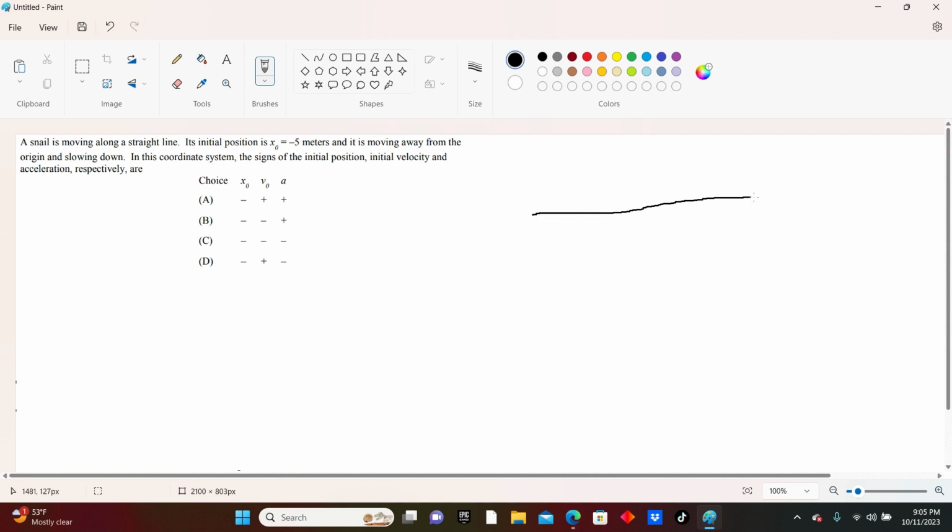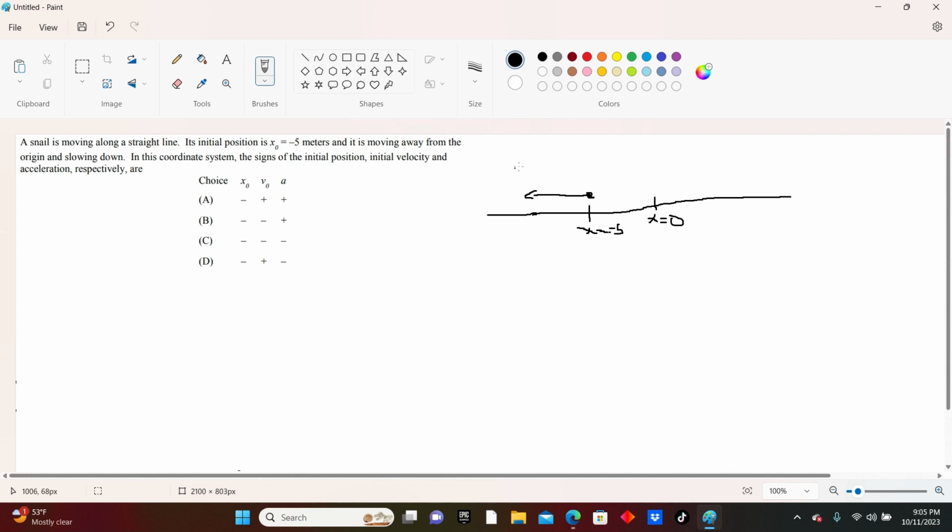So if we make a coordinate system, let's say this is x equals 0, and this is x equals negative 5. So this is the point where the snail starts right here. And the question is saying that it is moving away from the origin. So that means it has to be going to the left. It's going to the left, but it is slowing down.